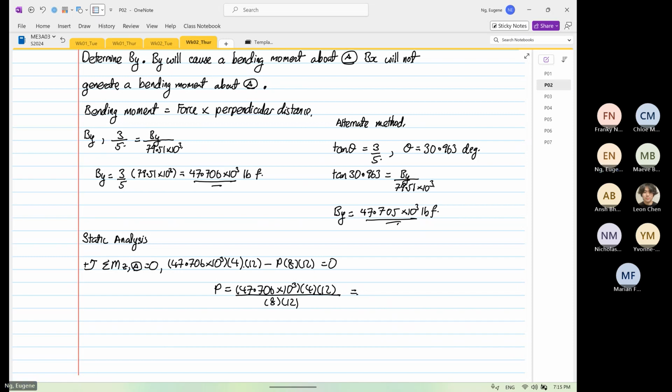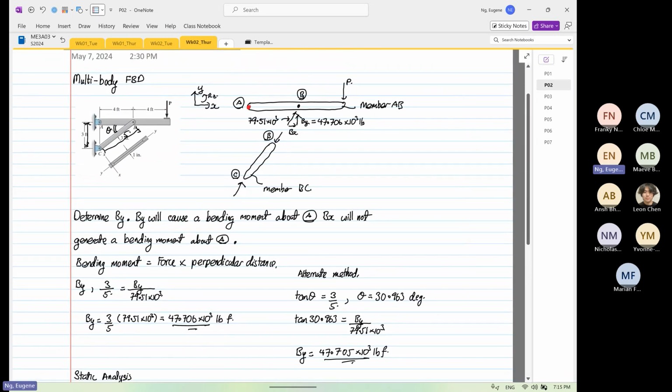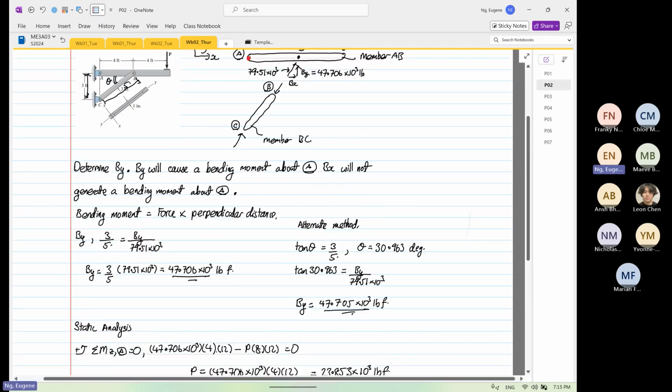So the allowable P will be equal to 23.853 times 10 to the power 3 pound force. Okay, so that is for this problem over here. Pretty straightforward. Okay, I'm going to do another example or another problem.